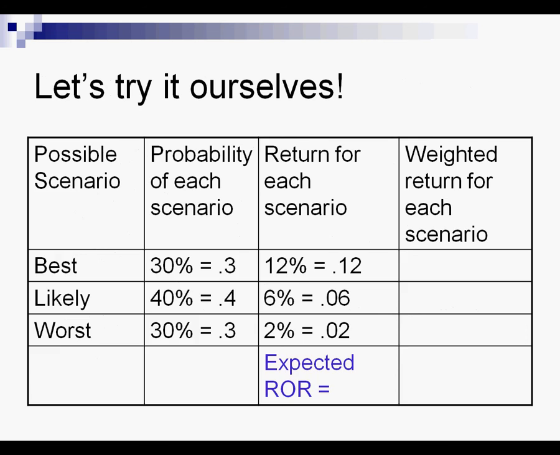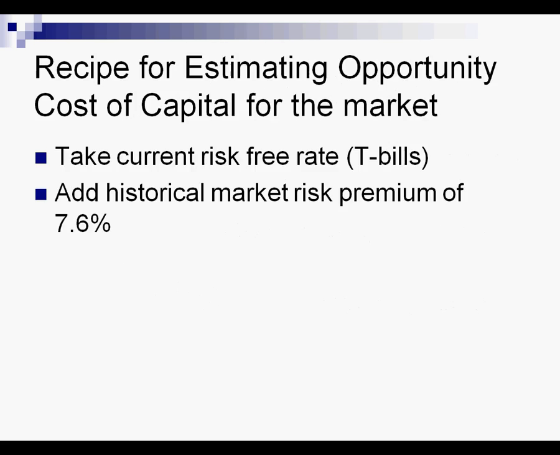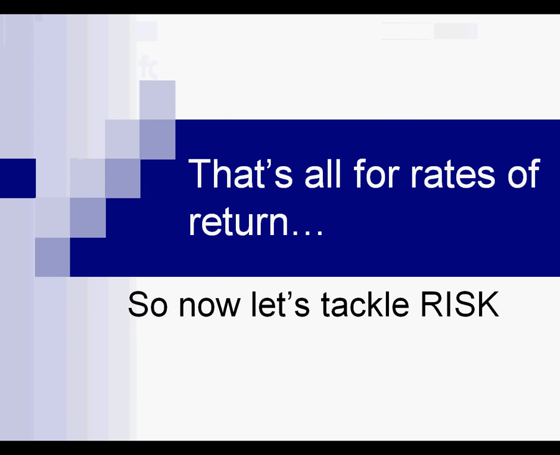So let's go back and take a look at that. There we are. The stocks were yielding 11.6%, T-bills were 4%. The difference is 7.6%, and that difference is what's called the market risk premium. And that's all for rates of return.